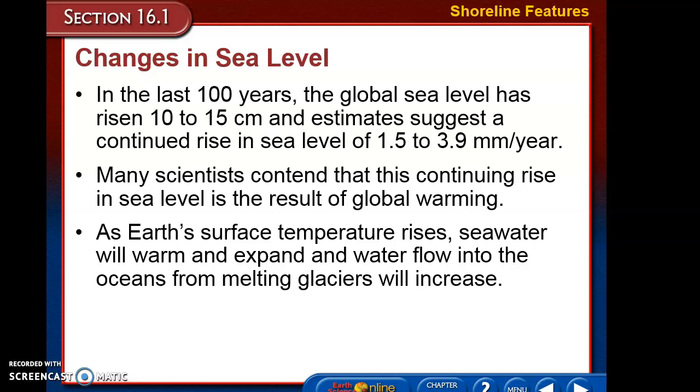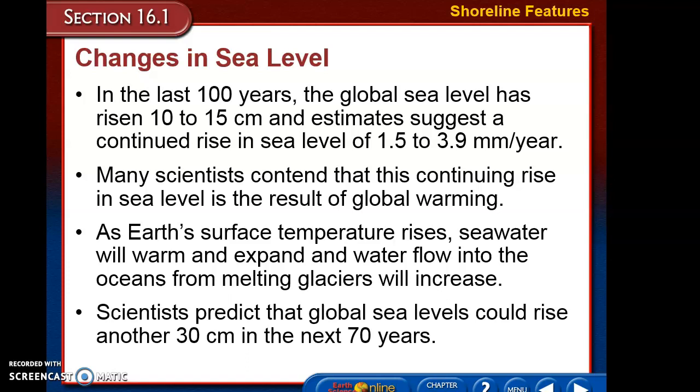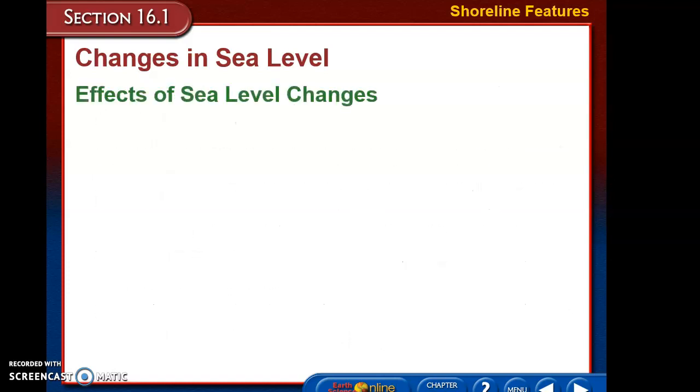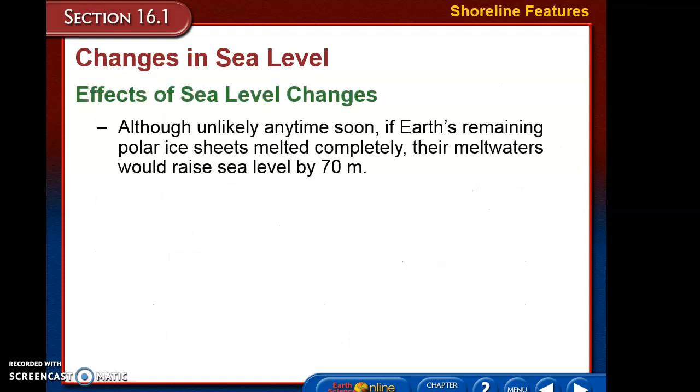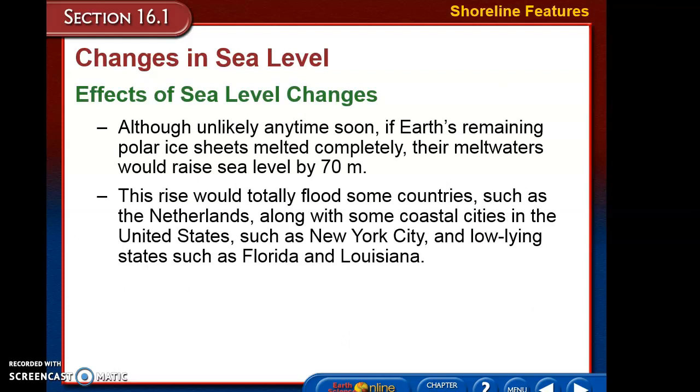As the Earth's surface temperature rises, seawater will warm and expand, and the water flow into the oceans from the melting glaciers will increase. And we've seen those glaciers melting, and we think in the next 70 years it can go up another 30 centimeters. A lot of the low-lying areas could be underwater. New York City is actually low-lying. Louisiana, Florida, all low-lying.